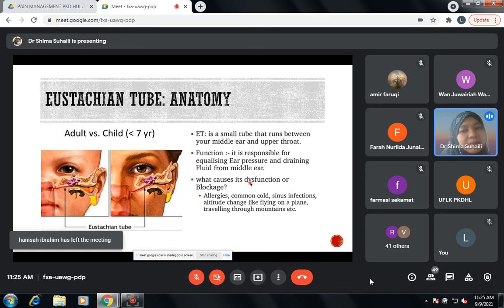So apa yang menyebabkan the ET tube dysfunction or blockage? The most common causes are allergy, common cold, sinus infection, ataupun altitude changes.